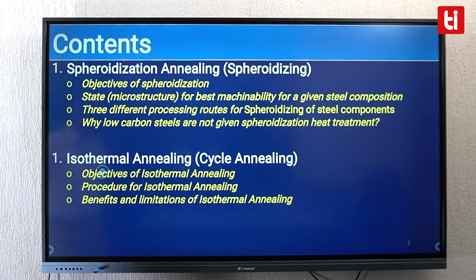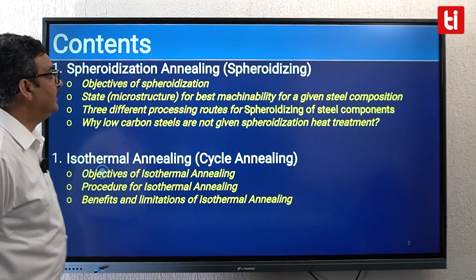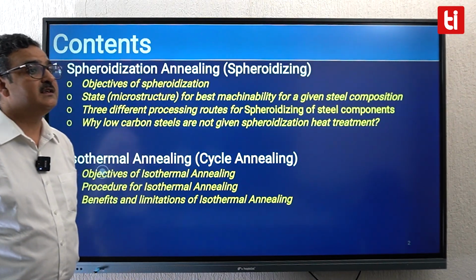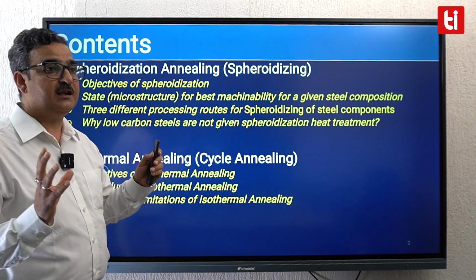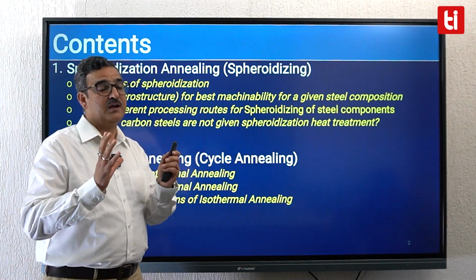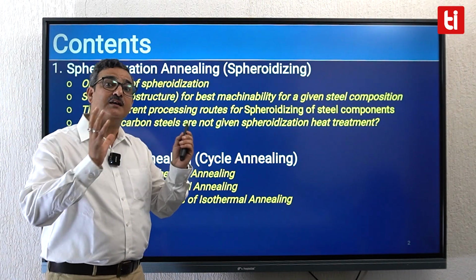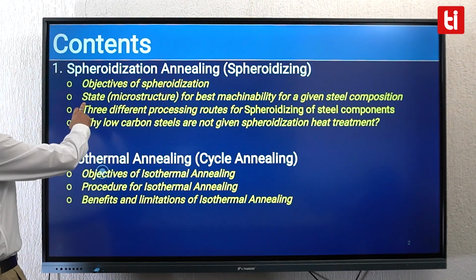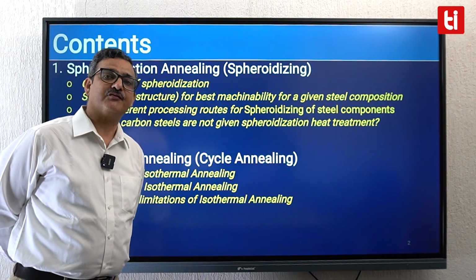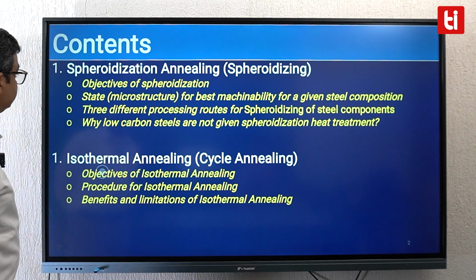This slide shows the contents that would be covered: what is the aim in mind when we give spheroidization annealing treatment to any steel, and why spheroidization annealing treatment is only given to high carbon steels. The reason is that every composition of steel in a particular state with a particular type of microstructure would give you best machinability when it has a good combination of softness, hardness, and ductility. So we'll discuss what type of state, what type of microstructure is best for machinability in different steel compositions.